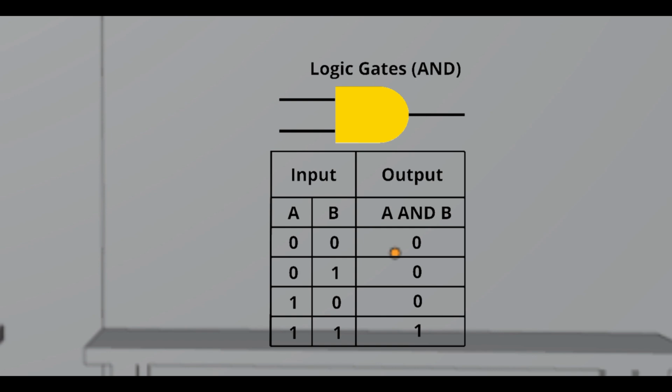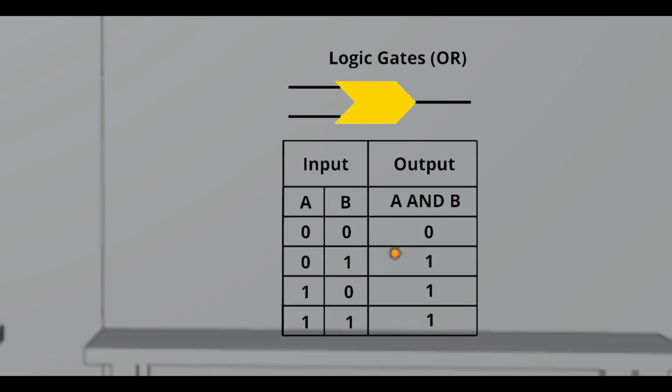Row 1. Input A equals 0, B equals 0, output equals 0. Row 2. Input A equals 0, B equals 1, output equals 0. Row 3. Input A equals 1, B equals 0, output equals 0. Row 4. Input A equals 1, B equals 1, output equals 1. The AND gate is one of the fundamental logic gates in computers, enabling data processing in this way.